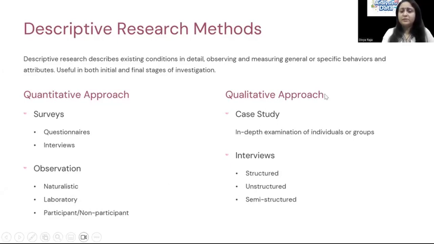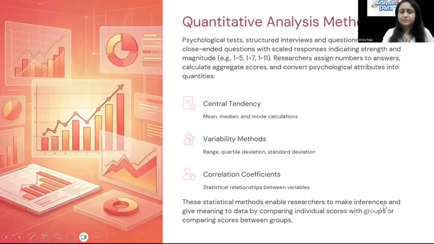In the qualitative approach, we have case studies, interviews, and the different types of interviews. So quantitative analysis method, here we have examples of psychological tests, structured interviews, and questionnaires. They contain close-ended questions. Here, the questions will have the possible responses also along with the question.